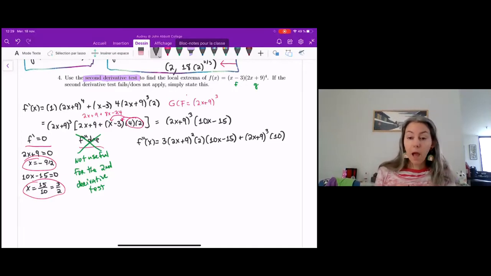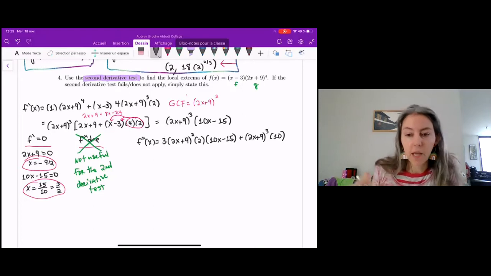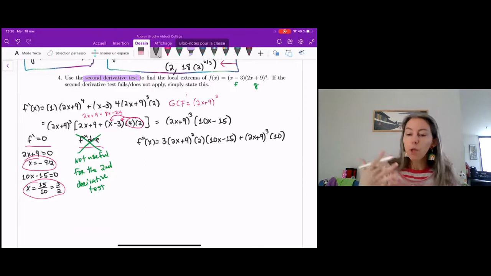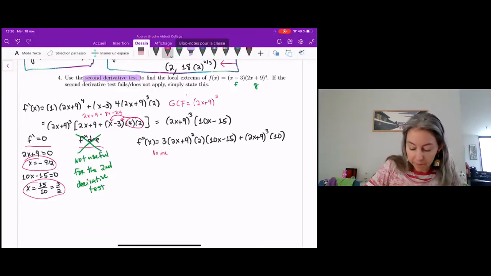Now, I do not need to simplify this. I can leave that in this form here. But simplifying will make it easier to plug in. So no need to simplify.